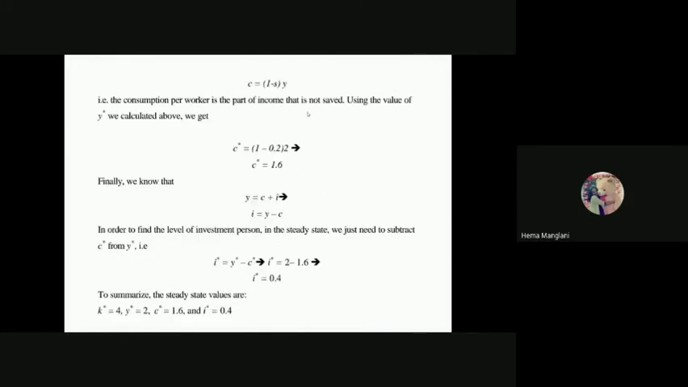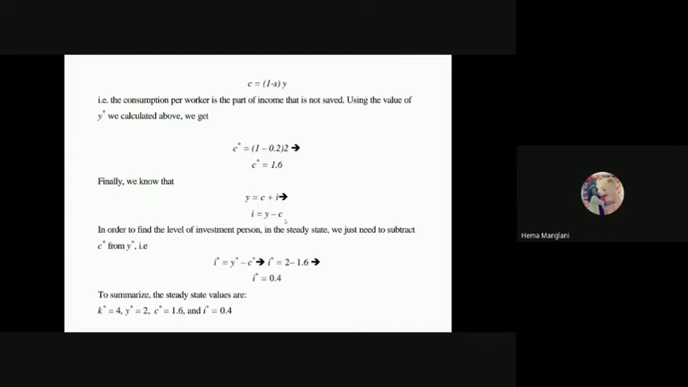So this output we will keep here, and you'll get the value of C star, that is equal to 1.6 now. It means consumption reaches 1.6 in the steady state. We all know by assumption that Y is equal to C plus I, that is also C plus S too. I is equal to S in our analysis. So this gives us I is equal to Y minus C.